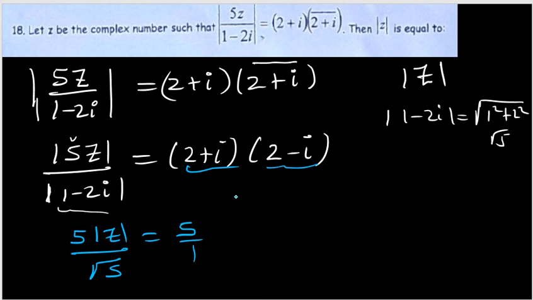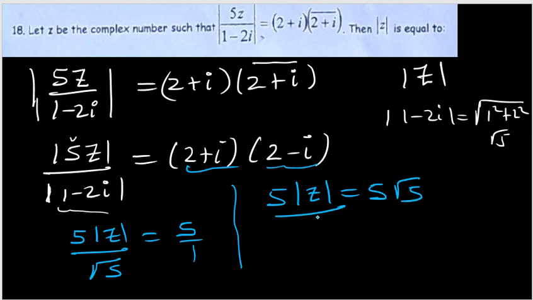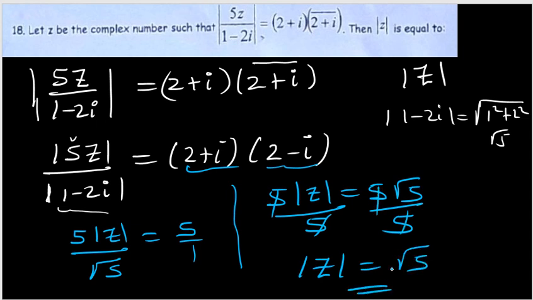Then by crisscross, 5 times the modulus of z is equal to 5 radical 5. So if you divide both sides by 5, then what remains? The modulus of z will be, you can cut the 5 here, radical 5. So that is the answer.